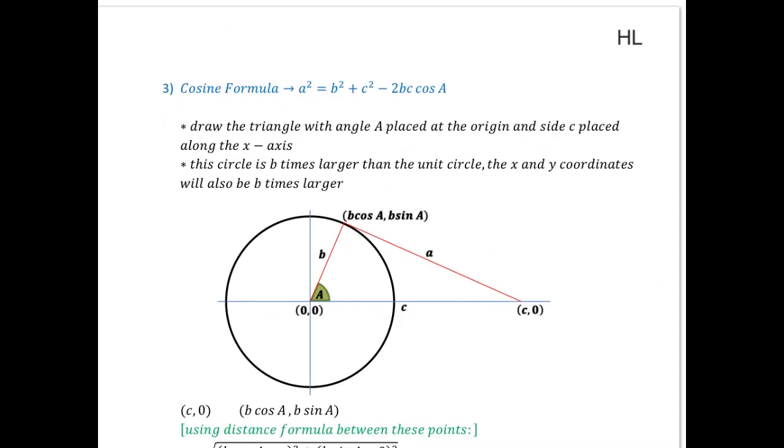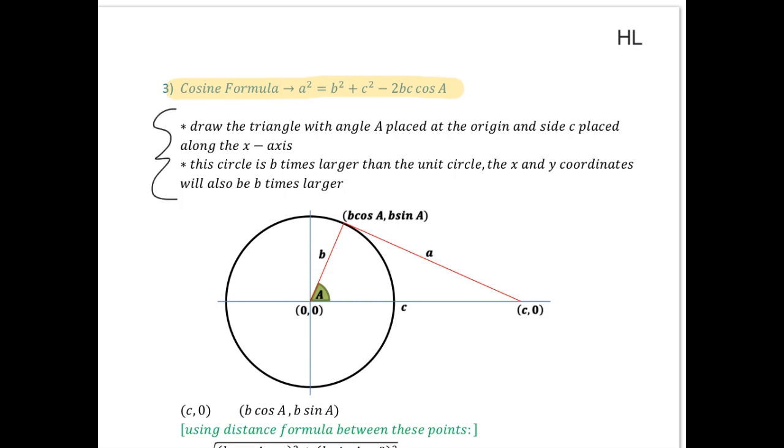The third formula we need to prove is the cosine formula: a squared equals b squared plus c squared minus 2bc cosine A. In order to prove this formula, we're going to have to draw a little diagram for ourselves.